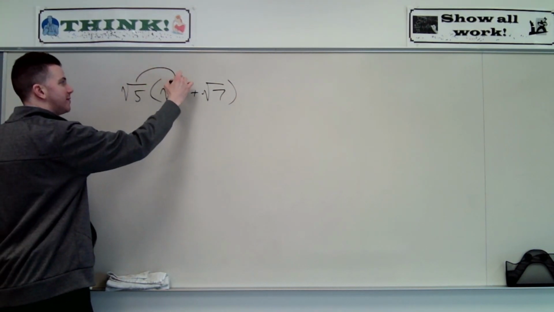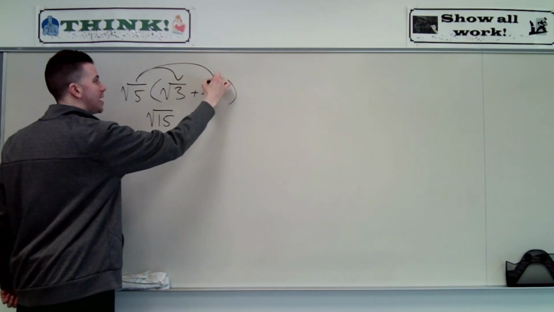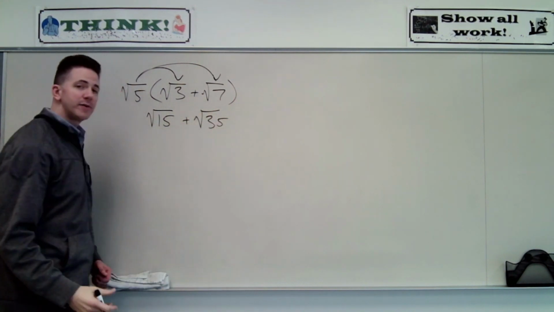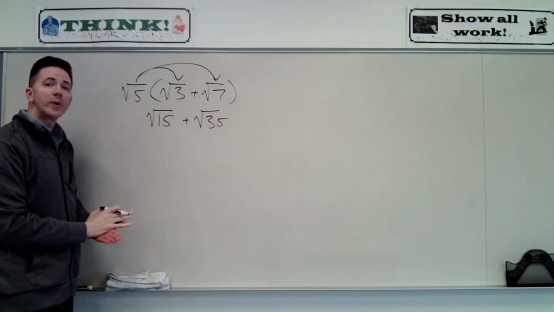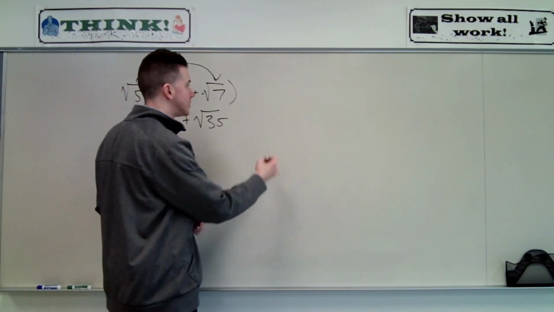The square root of 5 times the square root of 3 would give us the square root of 15. The square root of 5 times the square root of 7 would give us plus the square root of 35. As we look at these two numbers, we know we can't break these radicals down, so this will be our final answer. Let's look at the next example.